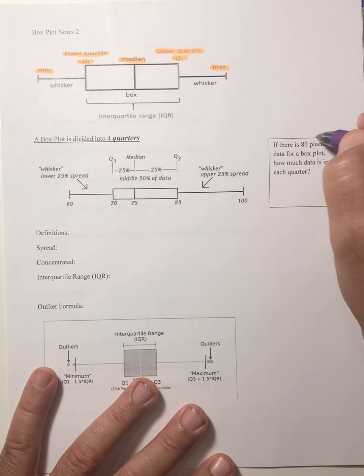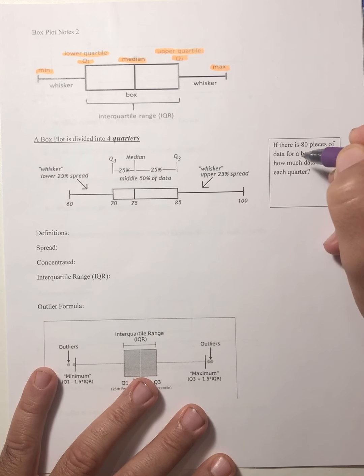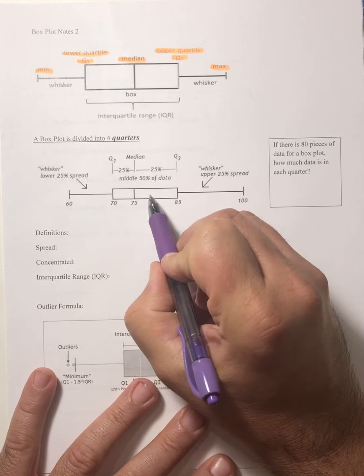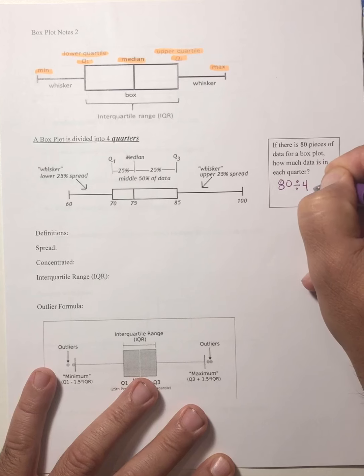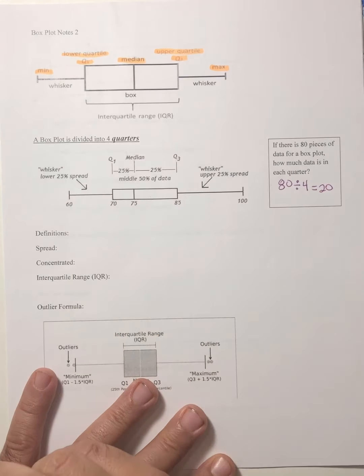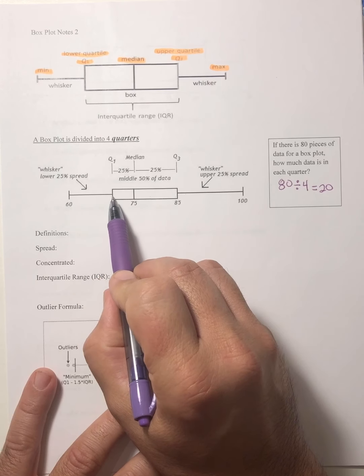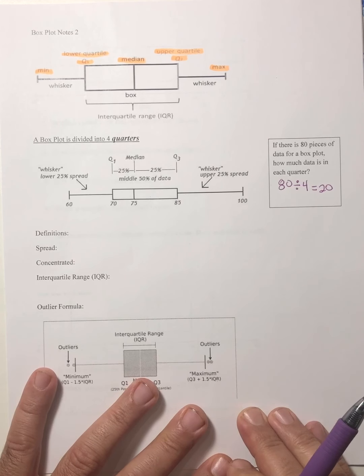So here's a nice little question. If there are 80 pieces of data for a box plot, how much data is in each quarter? There are 4 quarters, so that's 80 divided by 4, which is 20. So there are 20 pieces of data in each quarter. And the box plot shows us how far spread out the information is.